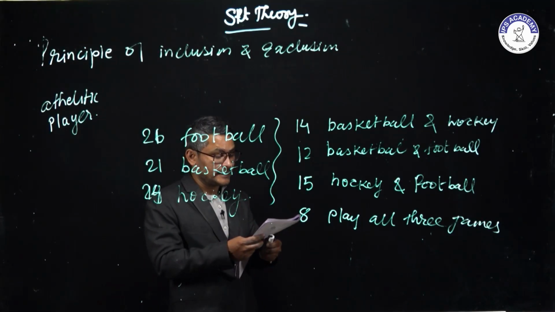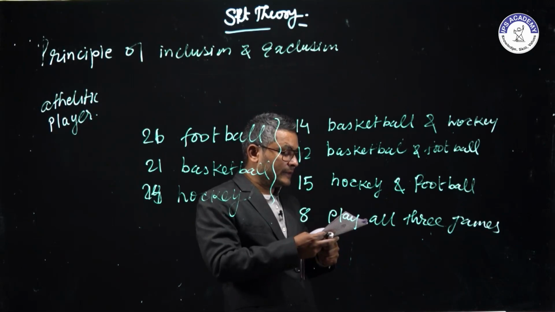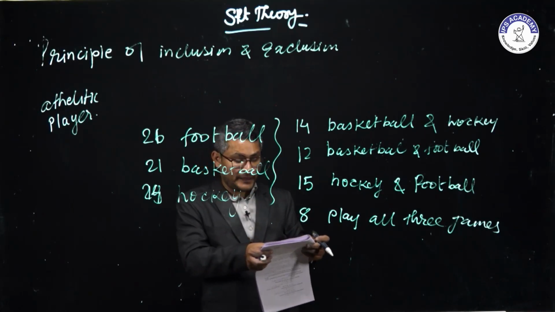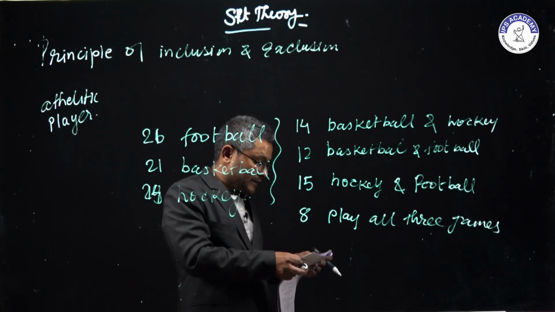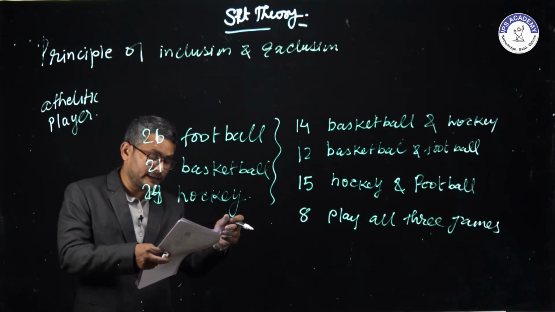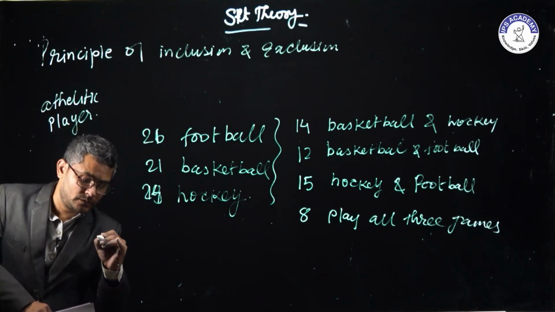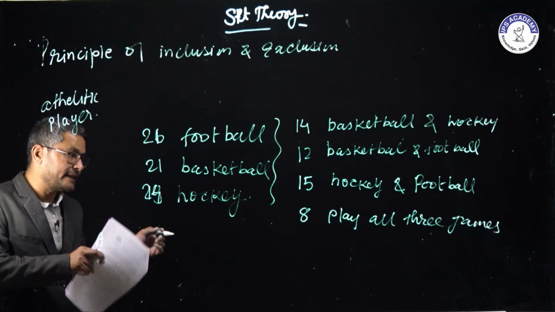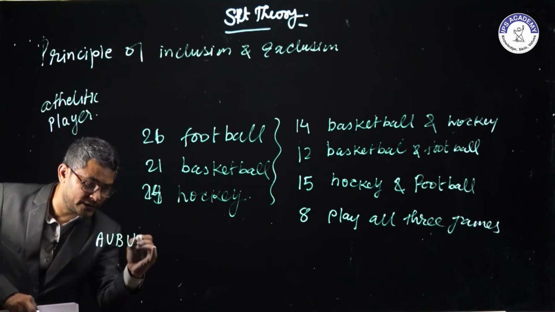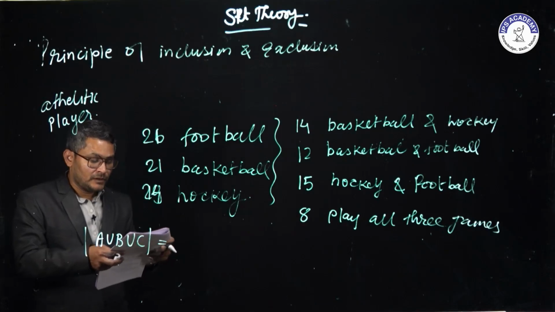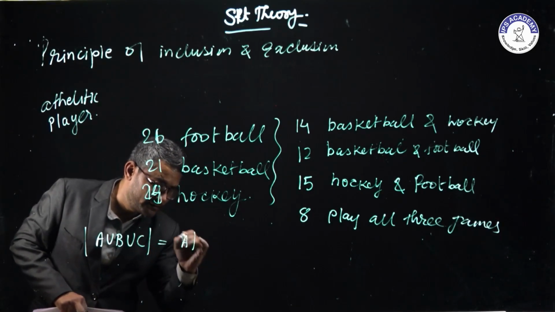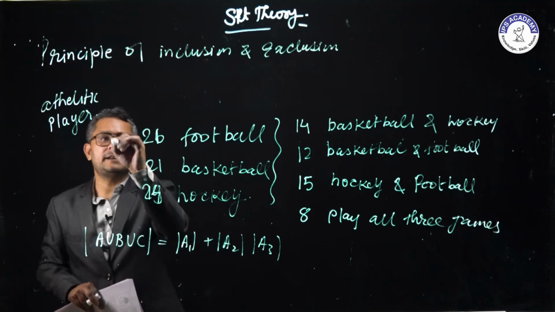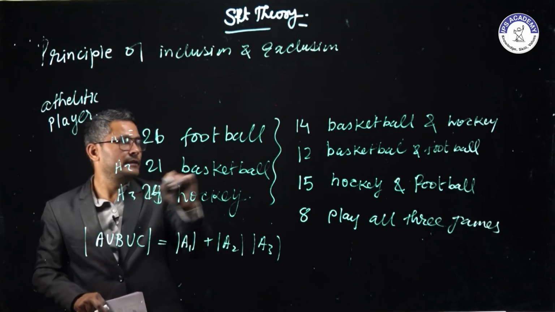Then we need to find the number of players there are in all, that means they play any of the games. So we need to find it like this: A union B union C. We need to first find A, then find A1, then A2, then A3. So you can write it like this: A1, A2, A3.